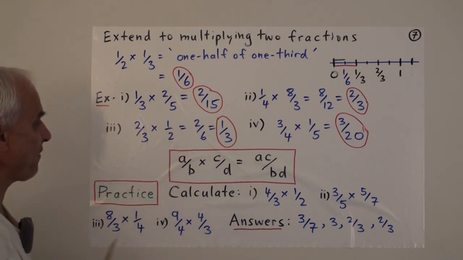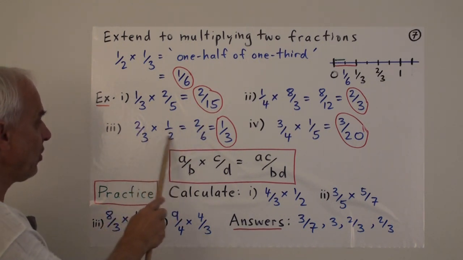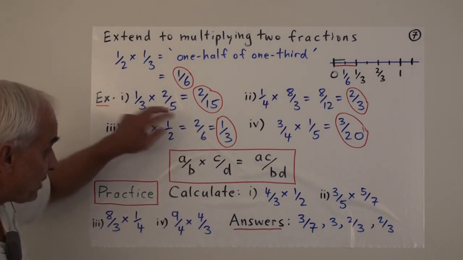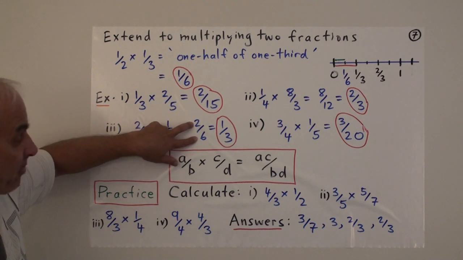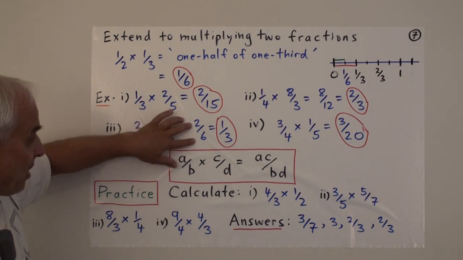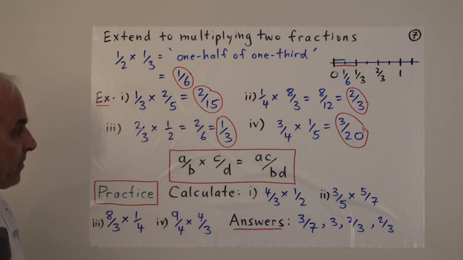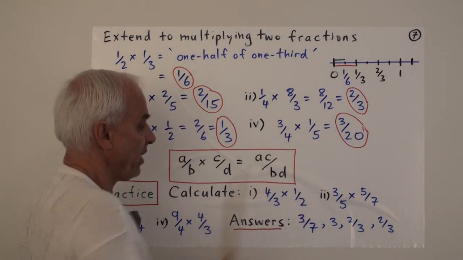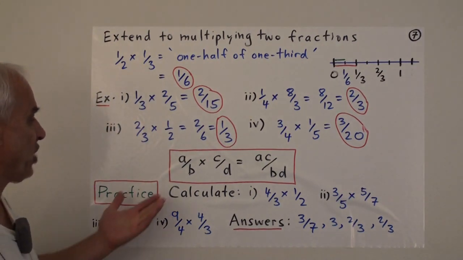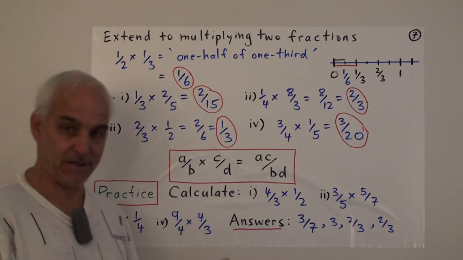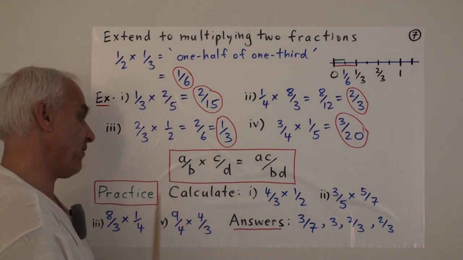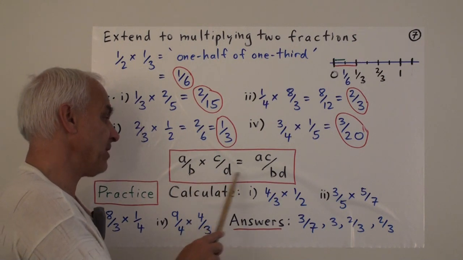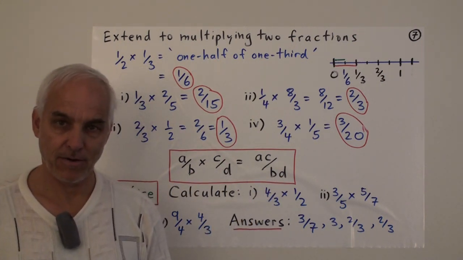2/3 times 1/2 is 2 over 6. Simplify by noticing that there's a common factor of 2 top and bottom. So cancel out those common factors to get 1/3. 3/4 times 1/5 is 3 over 20. And so the general rule is, in terms of our letters, A over B times C over D is A times C as the numerator over B times D in the denominator.